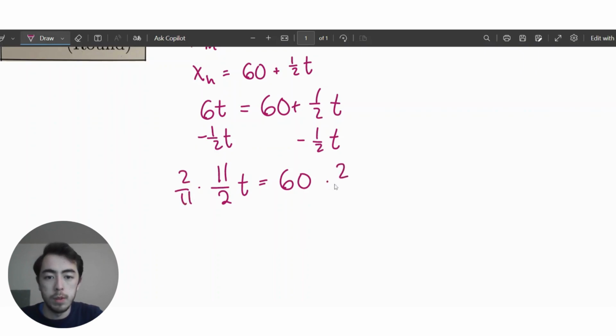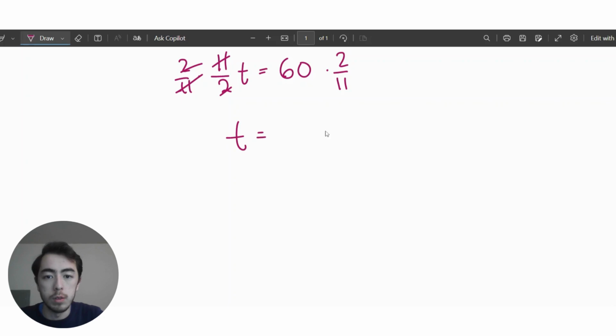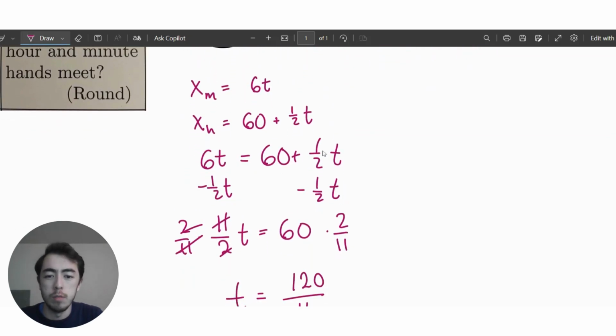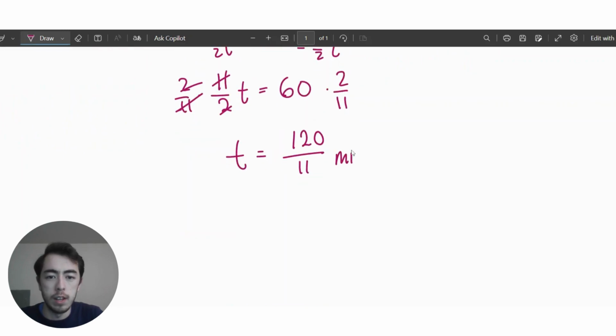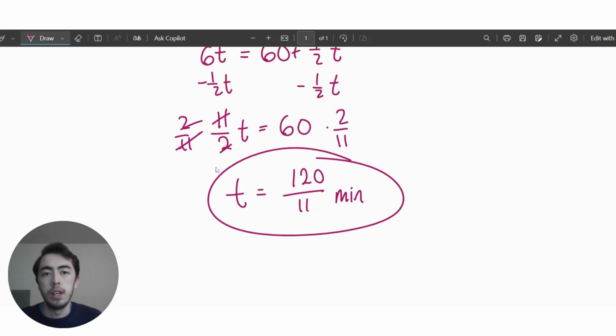So I'll multiply both sides by the reciprocal. These all cancel out, and I'm able to solve for t. T is equal to, I'll multiply the top part first, 120 over 11. Okay, what does this number mean? I think earlier I said that this t was in minutes, so I'm pretty confident in that. And I think this tells me how many minutes after 2 o'clock the hands overlap.